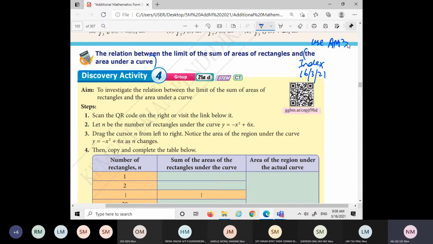Okay, so let us continue. First of all, we want to investigate the relation between the limit of the sum of area of rectangles and the area under the curve. Okay, I'm going to show you this link.